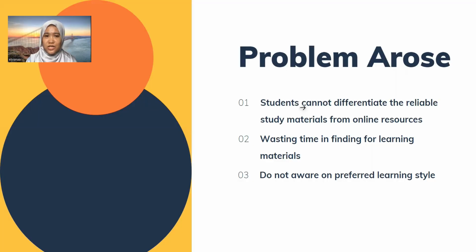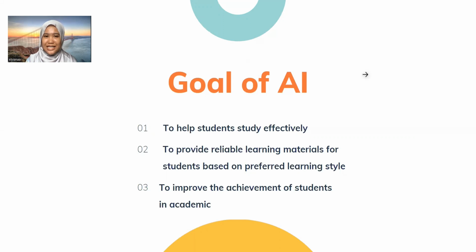There are a few problems that arise among students when they want to study, which are: students cannot differentiate reliable study materials from online resources, wasting time finding poor learning materials, and students are not aware of their own preferred learning style. Given all these problems, we decided to develop an educational application with the goal to help students study effectively, to provide reliable study materials based on their preferred learning style, and to improve the students' academic achievement.